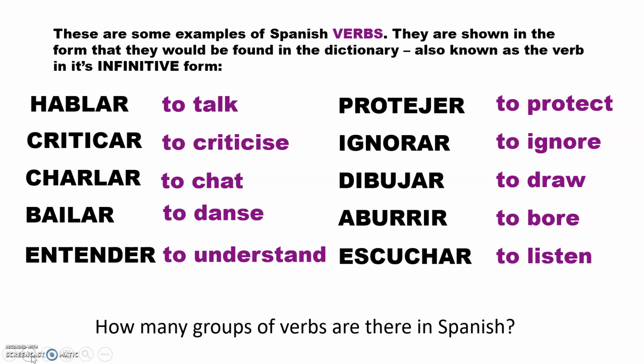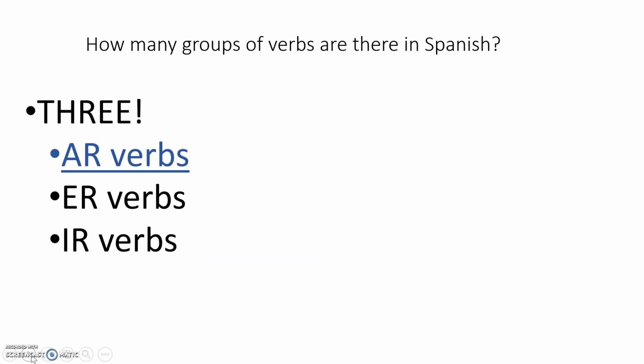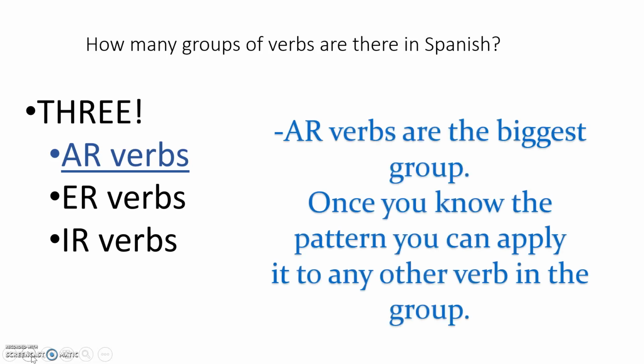So if you take a close look at these verbs in Spanish, they can be grouped into certain categories, and this is to do with the last two letters of the verb in their infinitive. If you look really carefully, some of our verbs end in AR, others end in ER, and some end in IR. So how many groups of verbs are there in Spanish? There are three groups of verbs. And as I said, it's to do with the last two letters of the verb in the infinitive, AR, ER, or IR. AR verbs are the biggest group of verbs in Spanish.